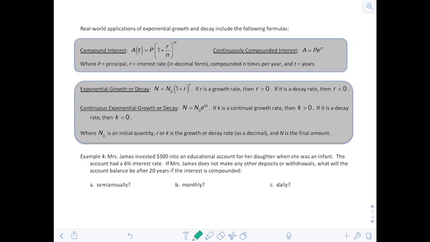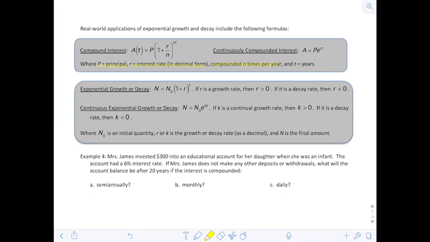Okay, so compound interest. A of t equals P times 1 plus r over n, all to the nt power. This is an equation that we're going to use when we're talking about money, talking about finances, and we're going to compound or apply the interest different amounts of times throughout the year. As we look at this, P is going to be our principal. The r will represent the interest rate we have, and we have to put it in decimal form. Compounded n times per year.